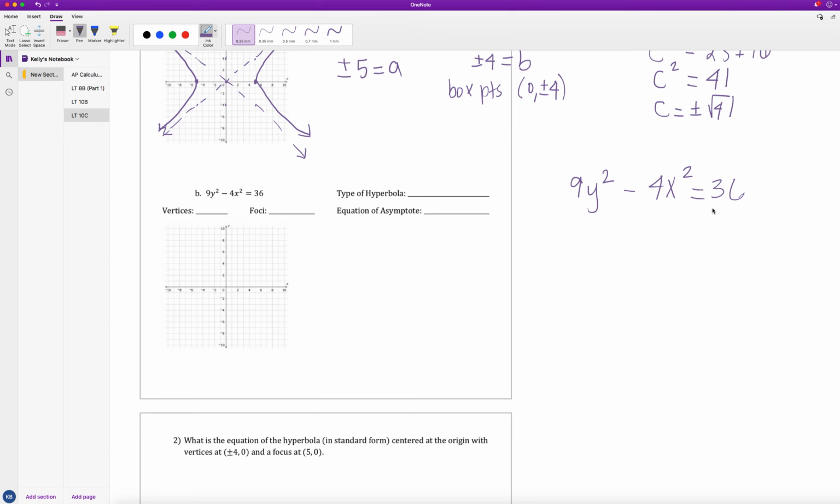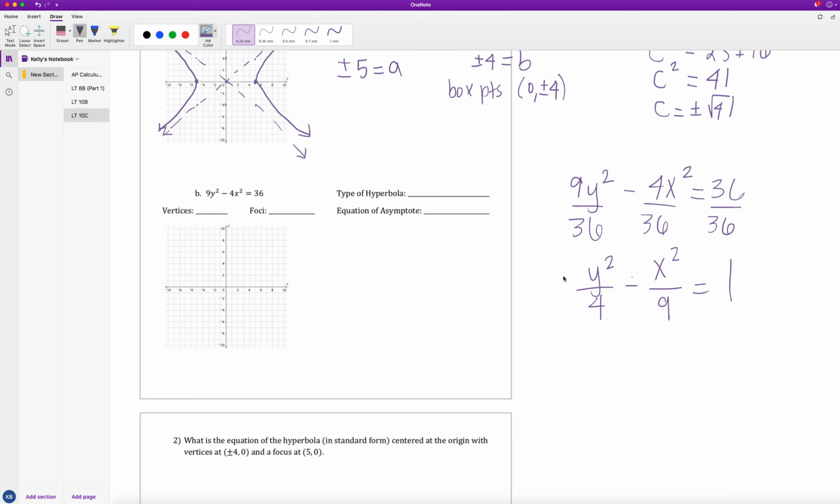To get this to be a 1, I'm going to divide through by 36, but whatever I do to the right side, I need to do to the left side. So when I simplify this down, I end up with y squared over 4 minus x squared over 9 equals 1. Now this is in standard form since I am equal to 1 over here.